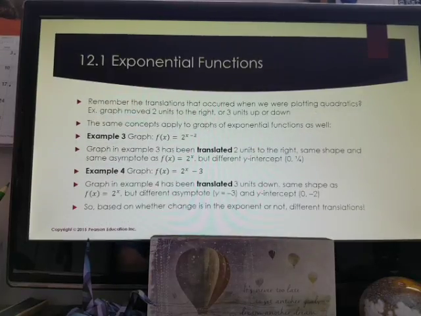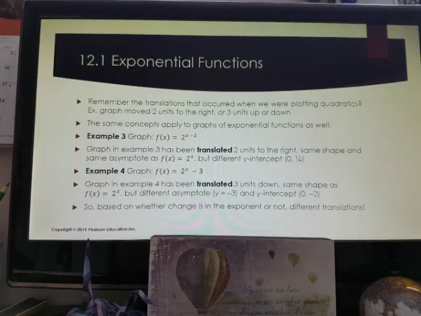So you might remember when we were doing quadratics in the last chapter that there were many translations that could occur. So if you had in your formula x minus something, then you were going to move your value so many steps to the right or to the left. You're going to move your whole graph. It basically translates the whole graph over. Or if you had that k value on the end, so you had +2 on the end, you were going to move it up 2, or if you had -2, you were going to move it down 2. The same kind of concept applies to graphs of exponential functions as well.